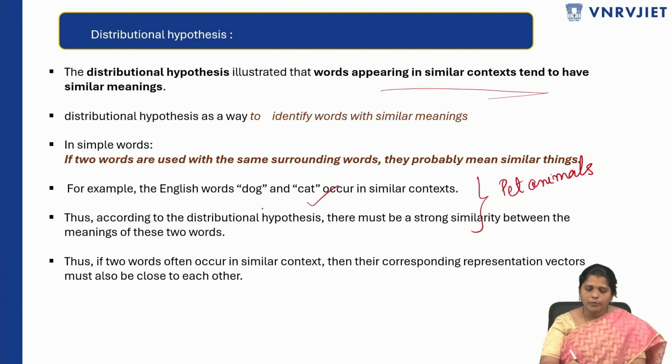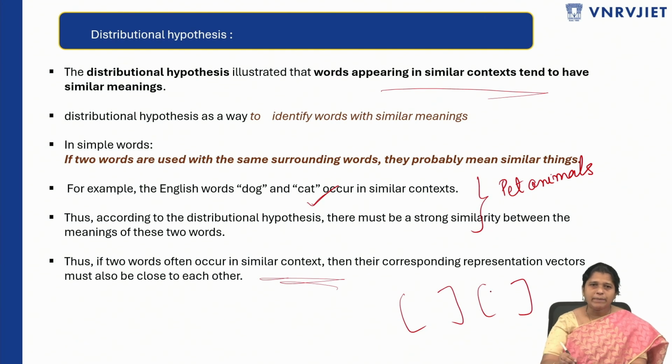But still, we emphasize more the usage in the daily context, or the similar space context, like dog and cat. So, according to the distributional hypothesis, there should be a strong similarity of usage where the word dog is being addressed and the word cat is being addressed. Thus, if two words often occur in a similar context space, then their corresponding representation vectors should also be close to each other. That concept we call the distributional hypothesis.